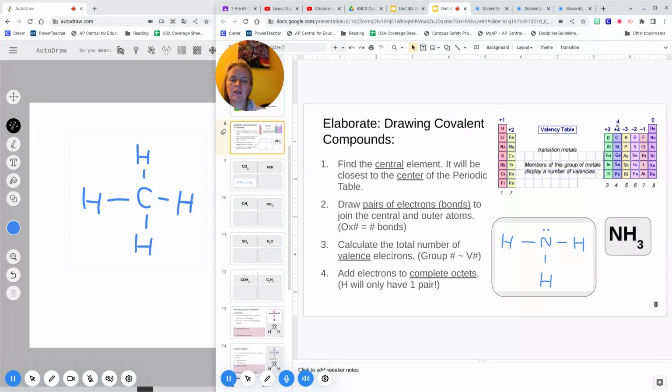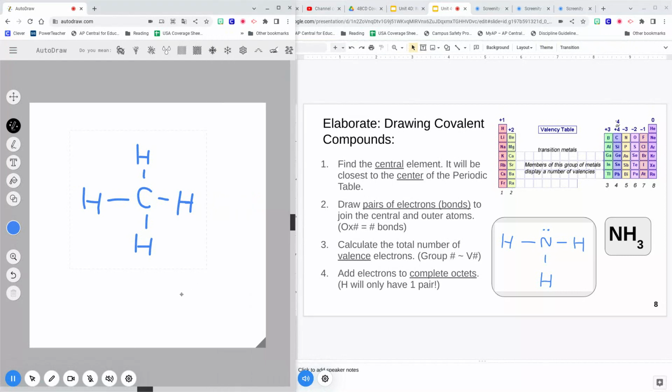So the next step is to calculate the total number of valence electrons. Carbon is here in group 14, so it has 4 valence electrons. I'm just going to write the formula out to use in my calculation. Carbon would be 4. And then there are 4 hydrogens, so I'm going to add 4 times the number of valence electrons for hydrogen, which is 1. So I'm just going to have 4 plus 4 times 1, so that is 8 valence electrons.